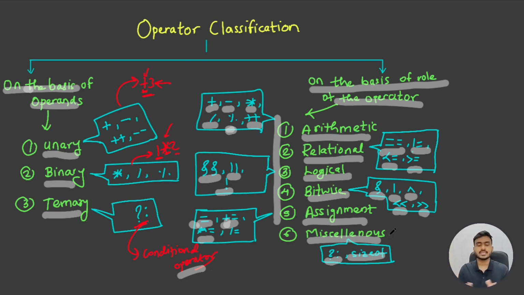So let's quickly revise. We can categorize operators based on 2 factors. First is based on the number of operands and second is based on the role of the operator. Based on the number of operands in the expression, operators can be categorized into 3 categories: unary operator, binary operator, and ternary operator. Based on the role of the operator, we can categorize the operators into 6 categories: arithmetic operators, relational operators, logical operators, bitwise operators, assignment operators, and miscellaneous operators.